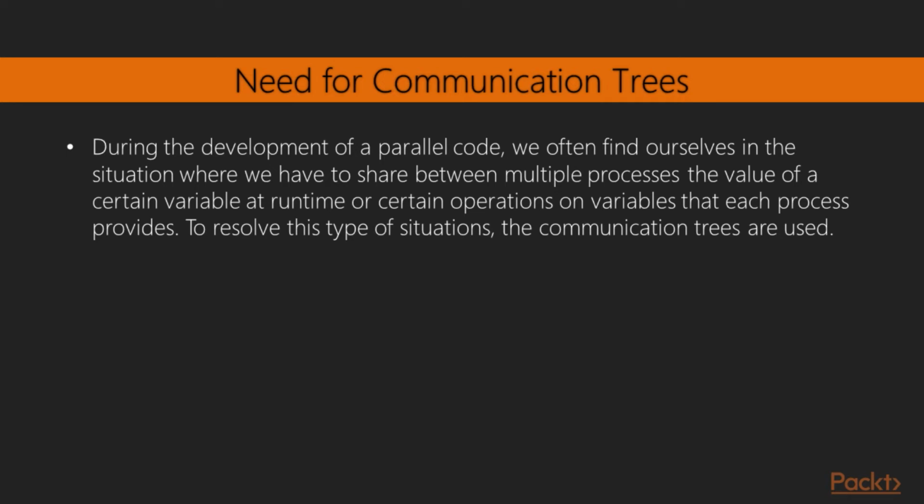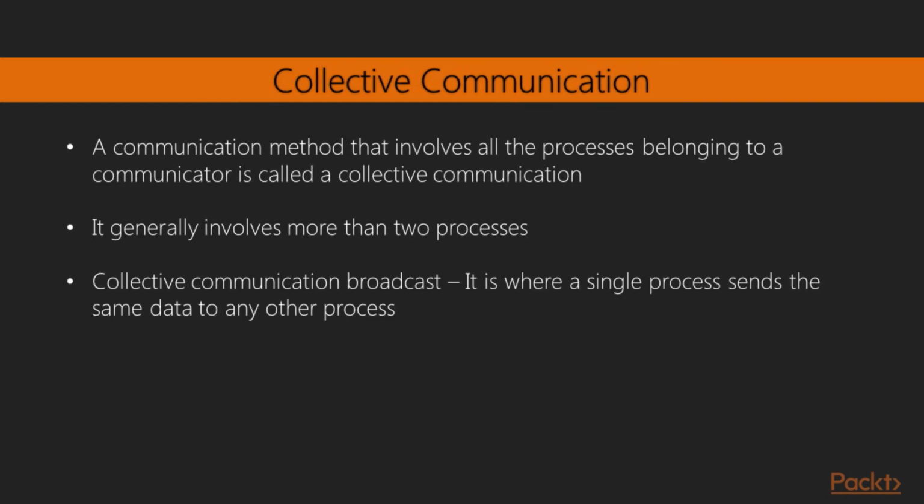Instead, MPI libraries provide functions ideal for the exchange of information between multiple processes that are clearly optimized for the machine in which they are performed. A communication method that involves all the processes belonging to a communicator is called a collective communication. Consequently, a collective communication generally involves more than two processes.